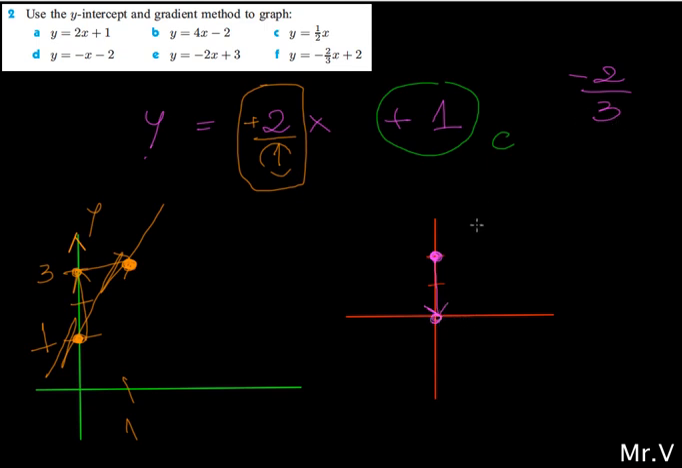And now, how many units in my run? 3. 1, 2, 3. There you go. Now I have my 2 points. And this time I'm going to make a nice line. There you go. Just like that. How easy is this?